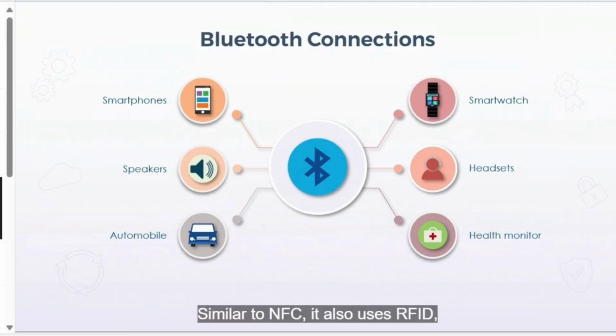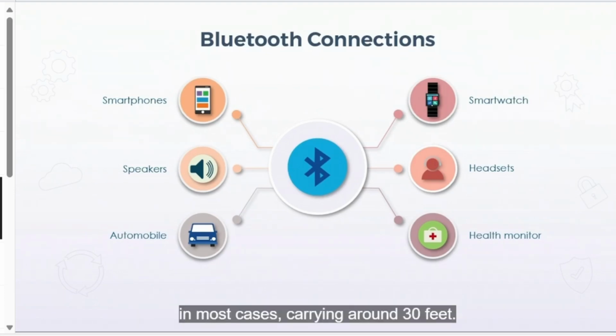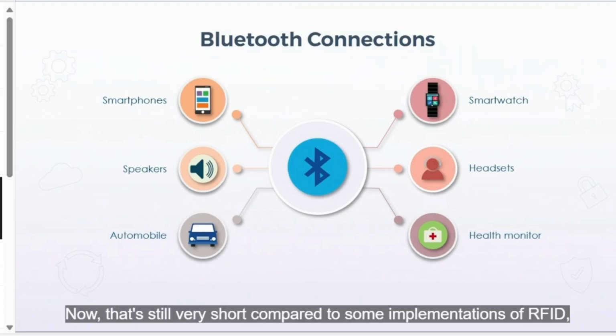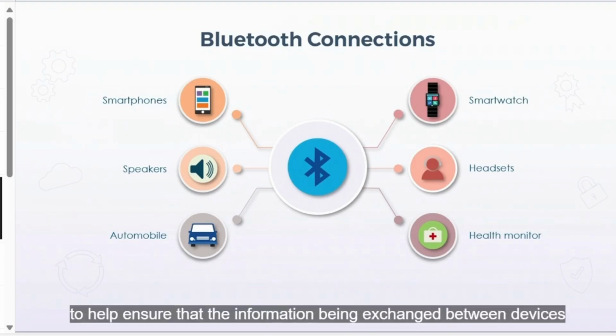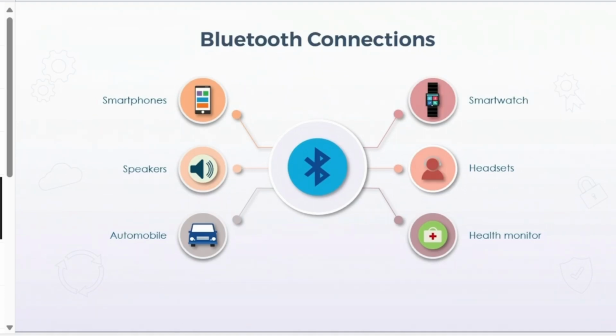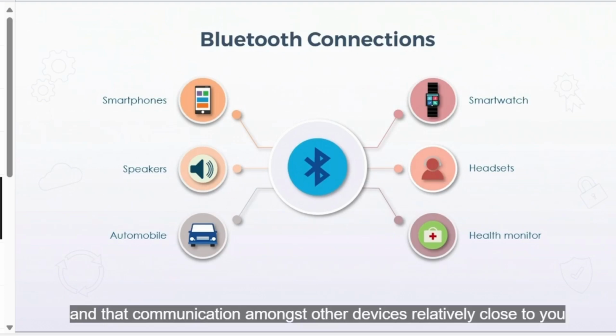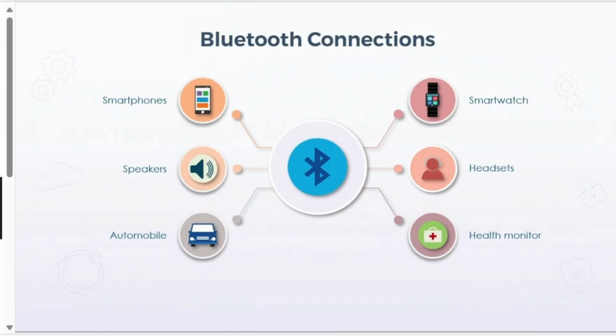Similar to NFC, it also uses RFID, but it has a much greater range comparatively speaking, in most cases carrying around 30 feet. Now, that's still very short compared to some implementations of RFID, but this short range is intentional to help ensure that the information being exchanged between devices is not detectable over large distances, and that communication amongst other devices relatively close to you don't interfere with your devices.